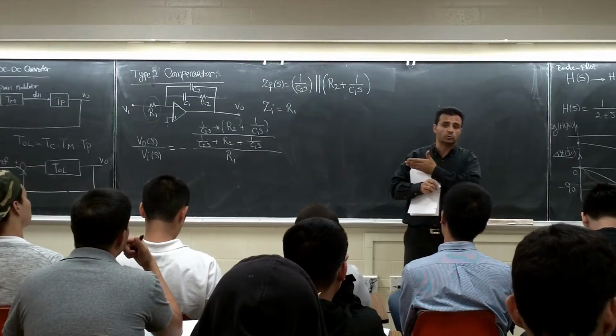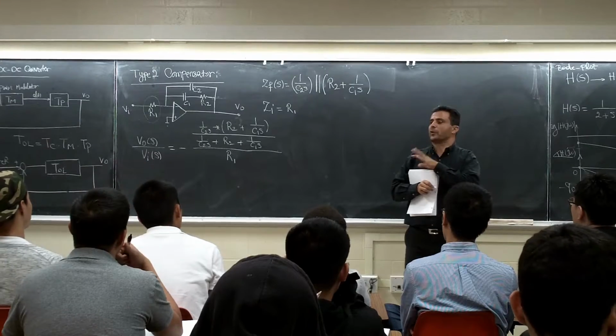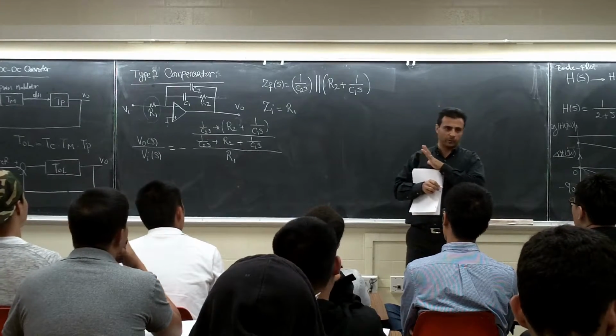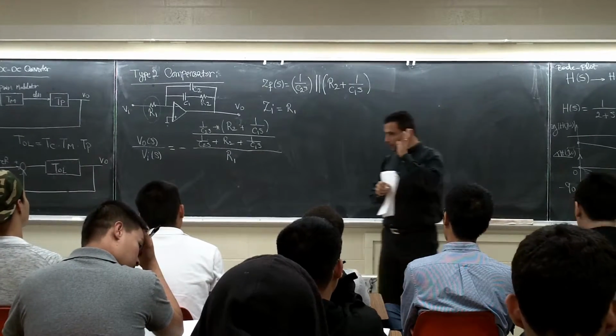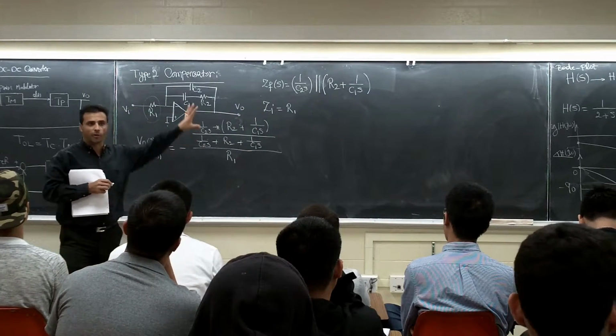You can use the PI controller if you want. You don't have to use this. But this is the one proven circuit. It has worked very well in the industry. That's the reason we are using it now. But there is also a type 3 compensator. There are different types of compensators. This is one type you are talking about.